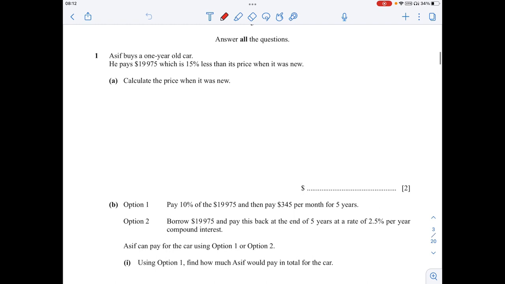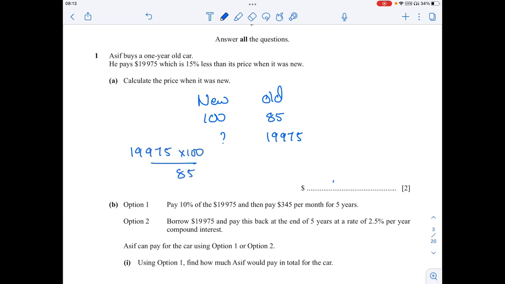First question, Asif buys a 1-year-old car. He pays 19,975, which is 15% less than the new car. So, new, old. If the new car is 100, 15% less means 85%. Now it is 19,975. How much is the cost of the new car? So 19,975 times 100 divided by 85, which is 23,500.